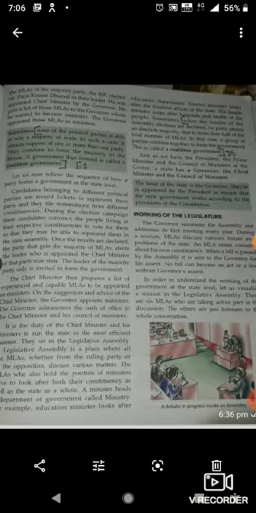The chief minister then prepares a list of experienced and capable MLAs to be appointed as ministers. On the suggestion and advice of the chief minister, the governor appoints the ministers. The governor administers the oath of office to the chief minister and his council of ministers.